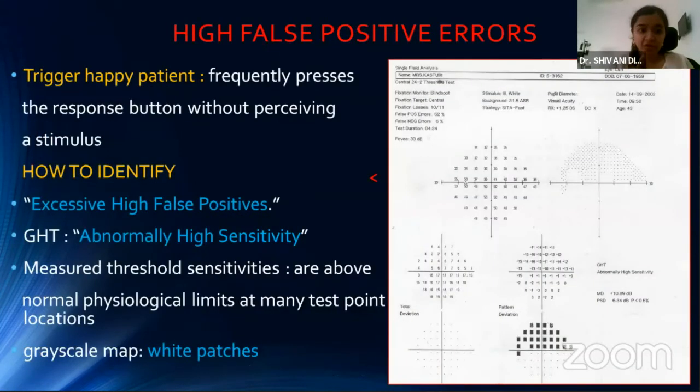High false positive errors. So sometimes we have trigger-happy patients who frequently press the response button without actually perceiving the stimulus. Now, these errors are easy to identify. Firstly, we can see high false positive errors in the report in the reliability indices. Then the glaucoma hemifield test shows abnormally high sensitivity. The measured threshold sensitivities are above normal physiological limits at many test points. Like in this visual field, the inferior values are all very high. And so the grayscale map also shows white patches.